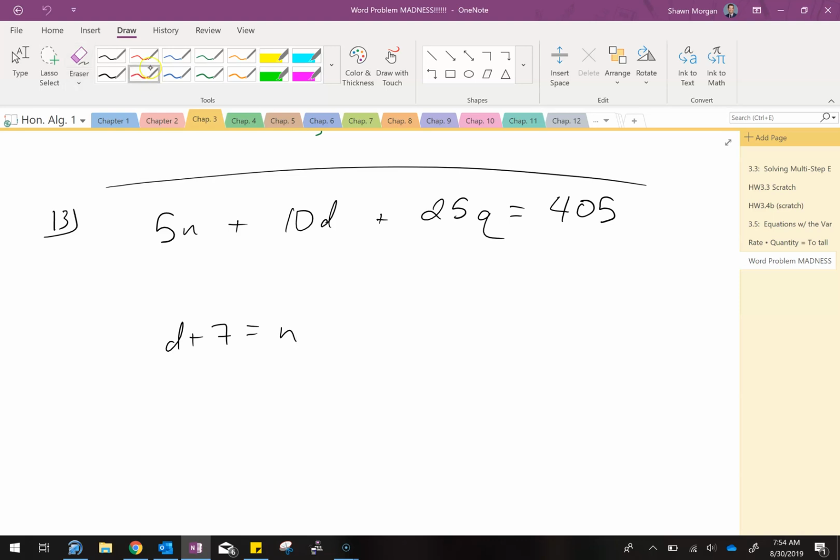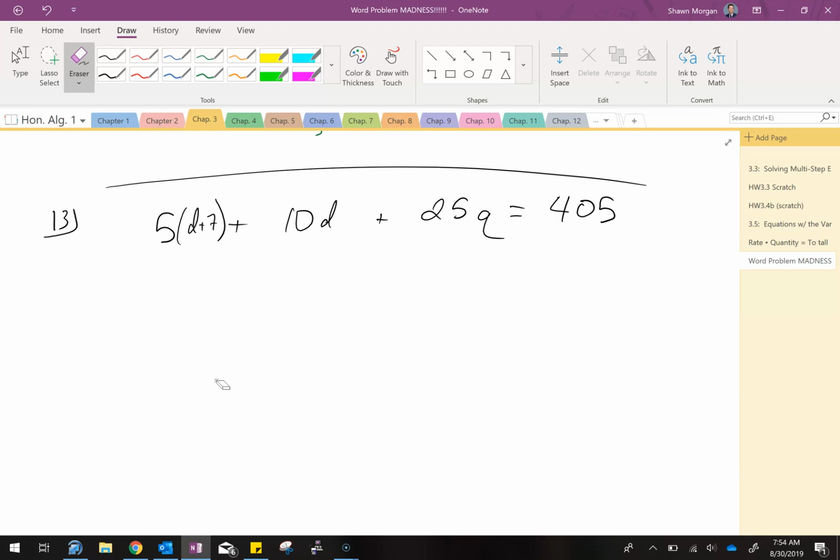Now look at what I can do. Instead of N, I could plug in that expression D plus 7, right? Instead of N, I could say 5 times D plus 7, and I'm now well on my way to having one equation in terms of one variable. See how that works? Just by using that expression instead of N, I've got D plus 7. Now I've taken it down from 3 variables to only 2 variables. Grady, you replace the N with D plus 7 because D plus 7 equals how many nickels there are. I replaced the N with D plus 7 because it said the number of nickels is the same as 7 plus the number of dimes.